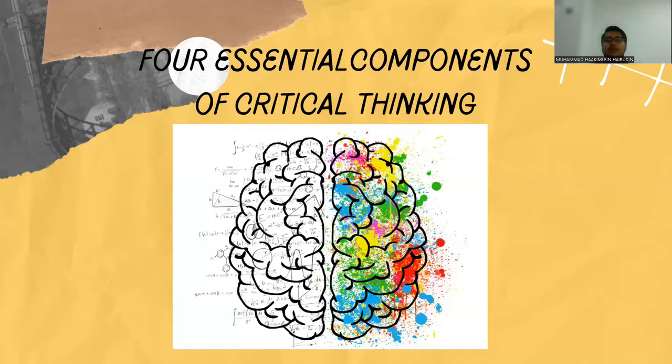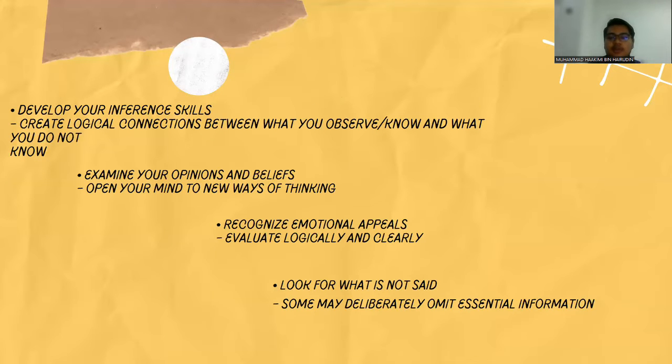The next point is 4 essential components of critical thinking. First point is develop your inference skill. Create a logical connection between what you observe, what you know, and what you do not know. Second point is examine your opinion and belief. Open your mind to new ways of thinking.